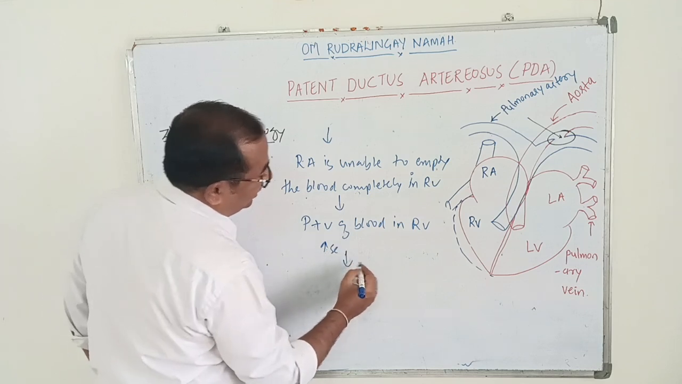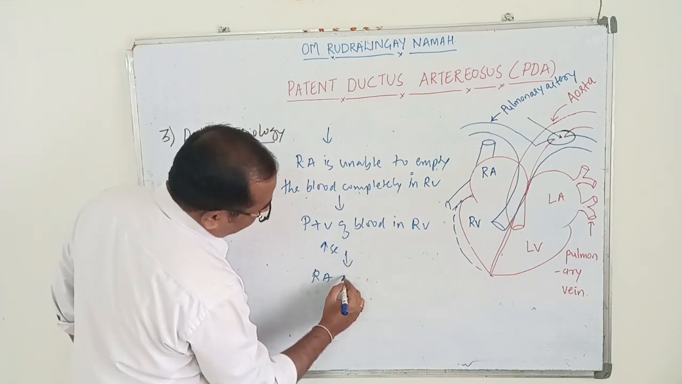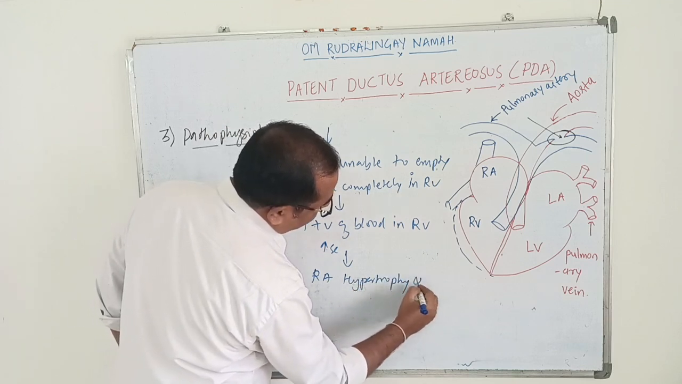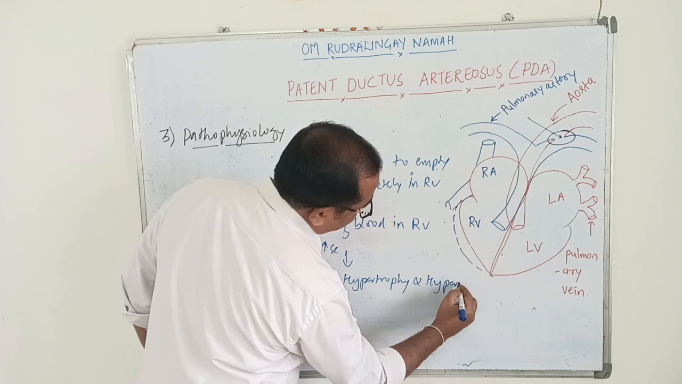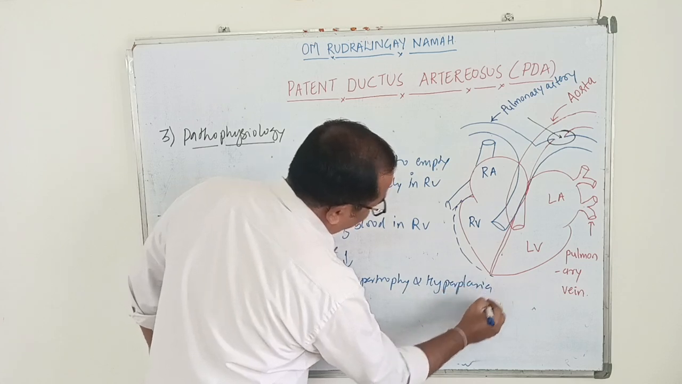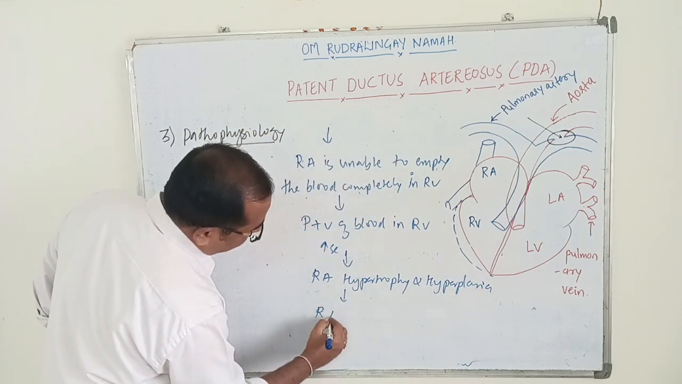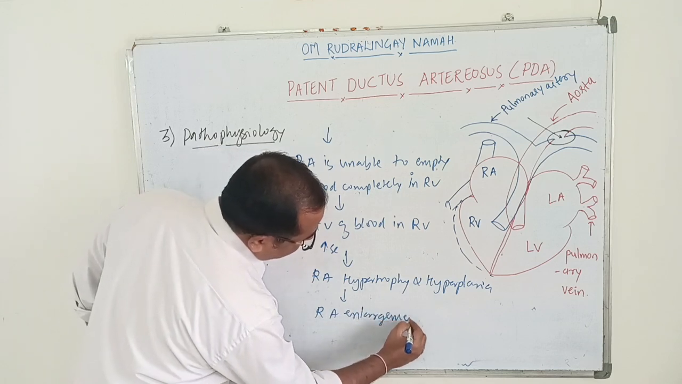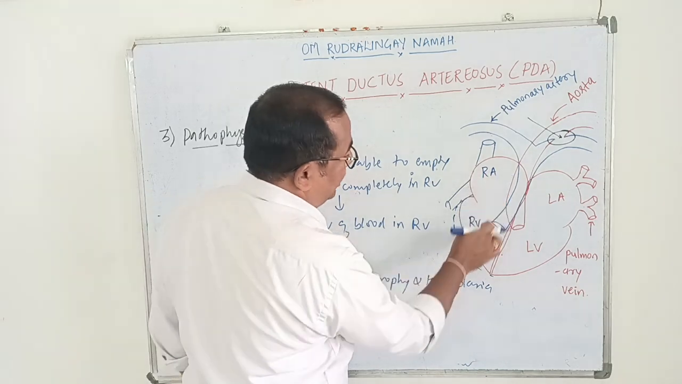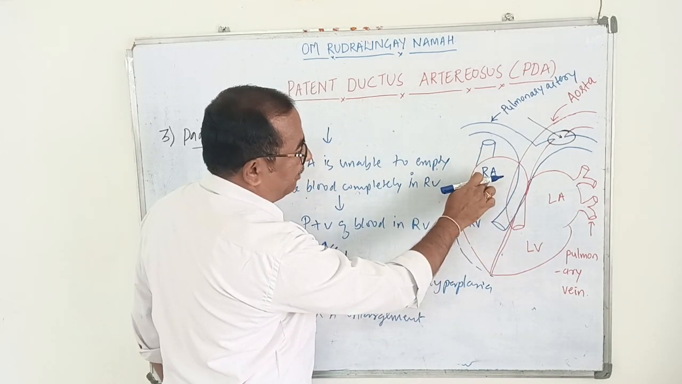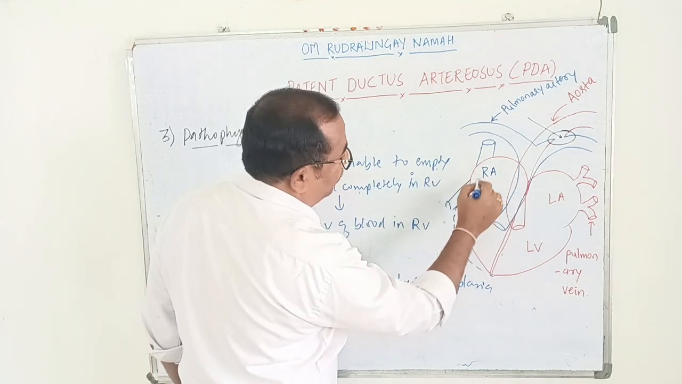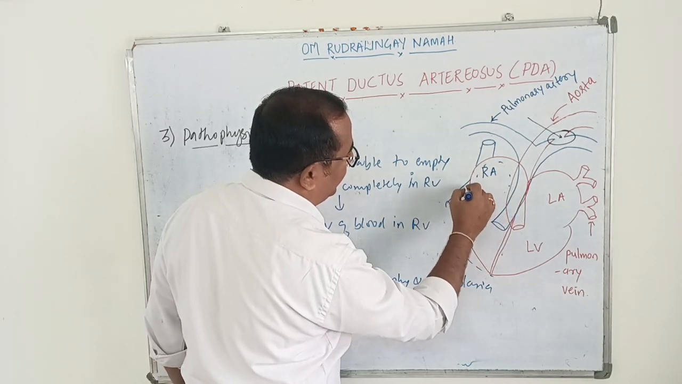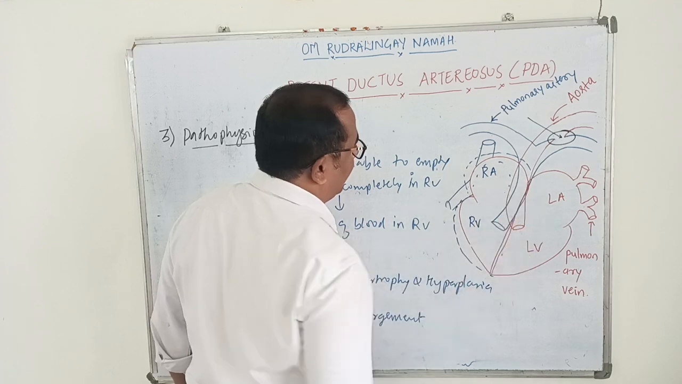So because of this, right atrial hypertrophy and hyperplasia takes place, and finally right atrium enlargement will take place. So when the right atrium is unable to empty the blood completely from the right atrium to the right ventricle, the pressure and volume of blood in the right atrium increases. Finally, it will lead to right atrial hypertrophy and hyperplasia and right atrial enlargement.